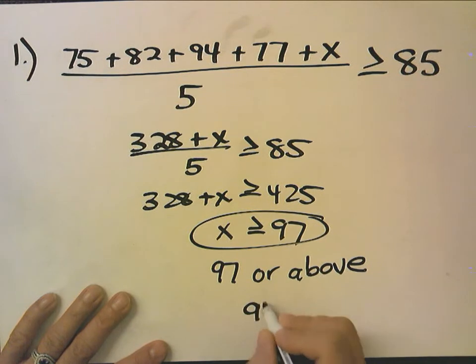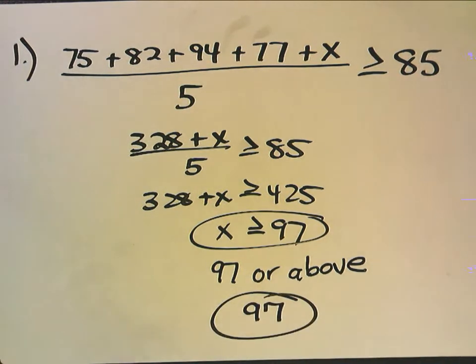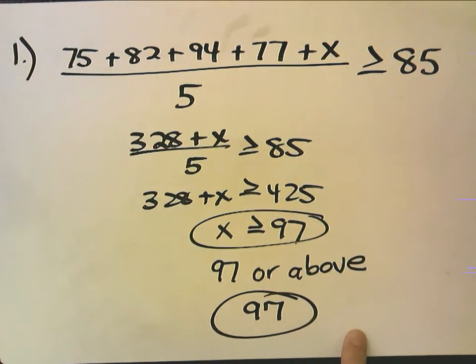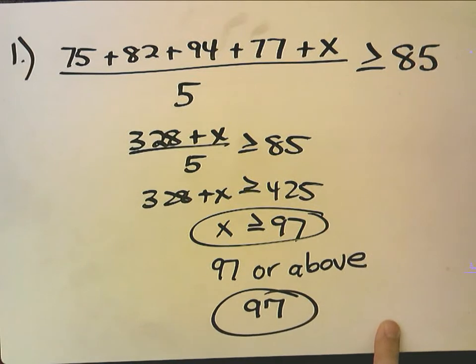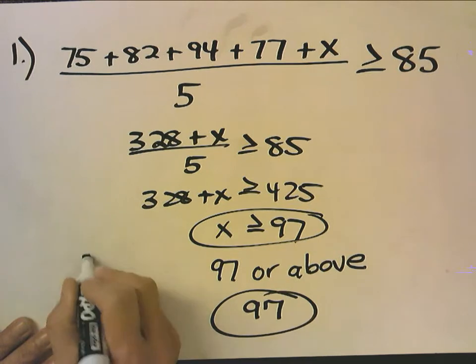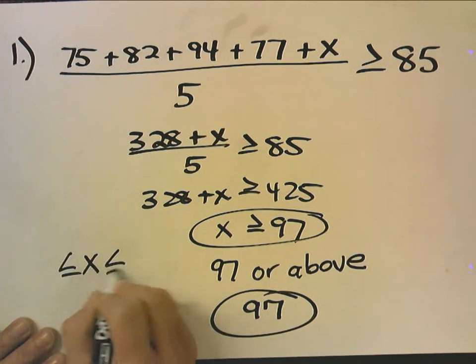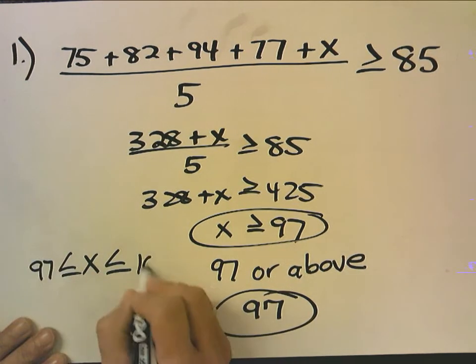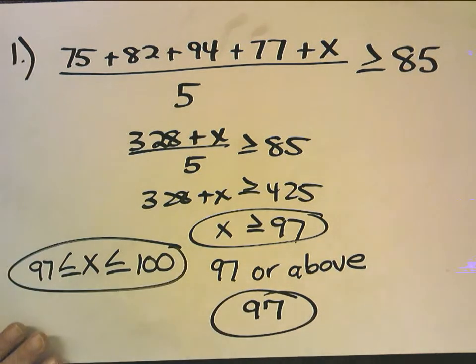If you said she needs to get a 97, that will not get you full credit. I'll give you half credit for that, because she can get a 98, and she could get a 99, and she could get 100. So actually, the absolute best answer, and you don't have to give this to me, but assuming there's no extra credit, the best answer would be she would get in between 97 and 100.